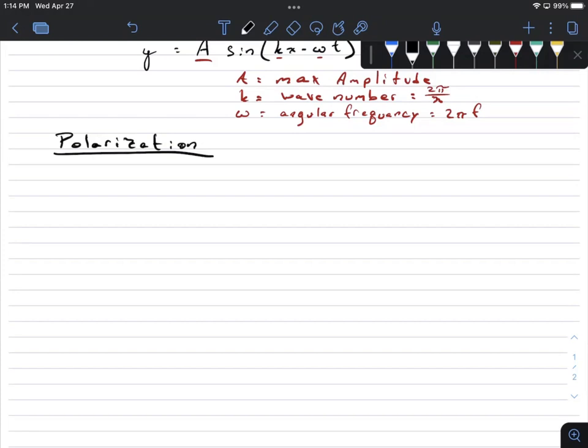Or it's polarized to the right. Then I would say the electric field is oscillating left to right. And of course, at any angle, it could be polarized at a 30-degree angle. So that means the electric field is oscillating at 30 degrees. So every light has some polarization.